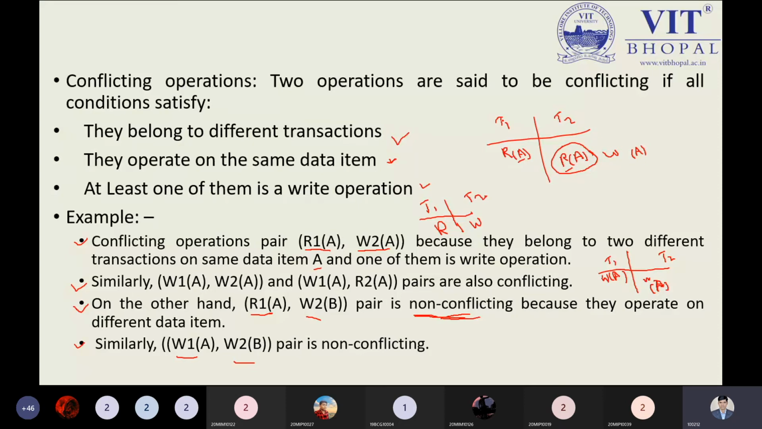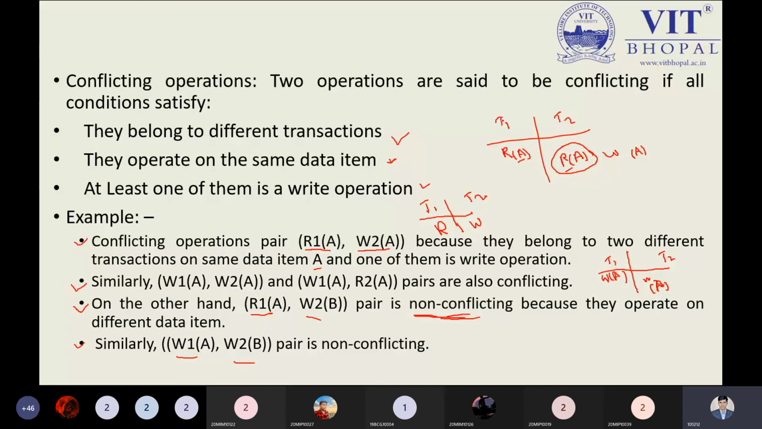Other data items you can take, like B, C, and D. So read A and read B is also possible, so no conflict will be there. That is a non-conflicting operation. Read A and write B I can do. But if they are on the same data item, at that time I can have the conflict, because one of the operations will be the write operation. That will not be possible. So that is the point you have to keep in mind.